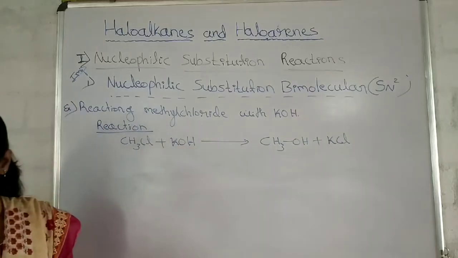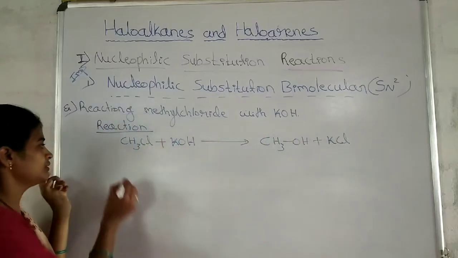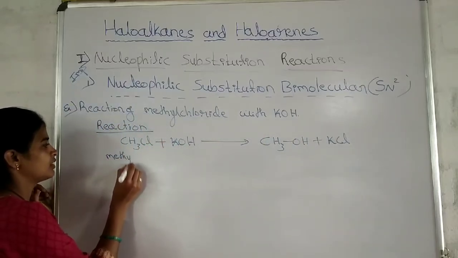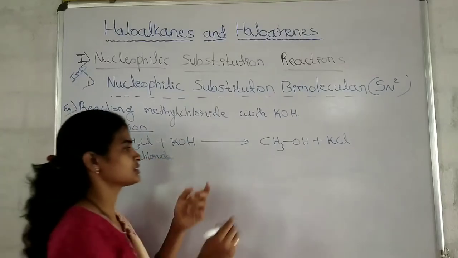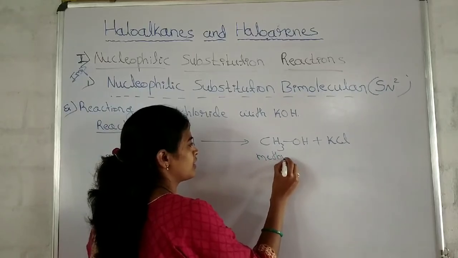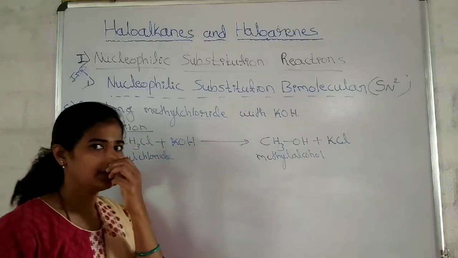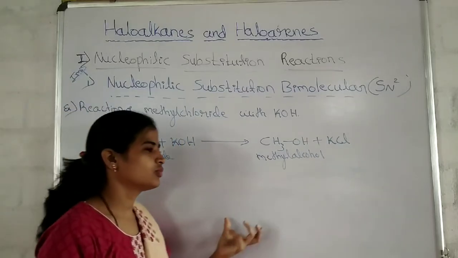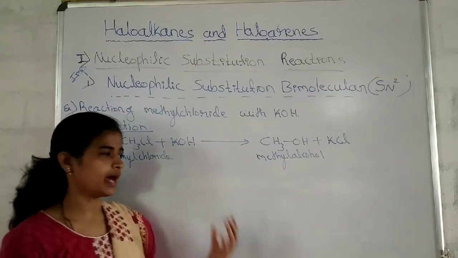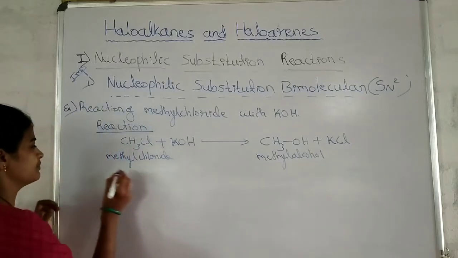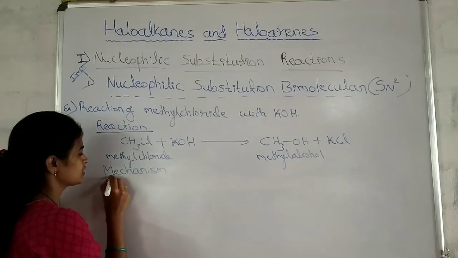Now concentrate on this reaction: the reaction of methyl chloride with potassium hydroxide. When methyl chloride reacts with potassium hydroxide, it forms methyl alcohol. Very easy, isn't it? But now we have to observe the path of the reaction, the way the reaction has taken place to form the product. The path of the reaction itself is called the mechanism. Therefore, let us study the mechanism of the reaction.